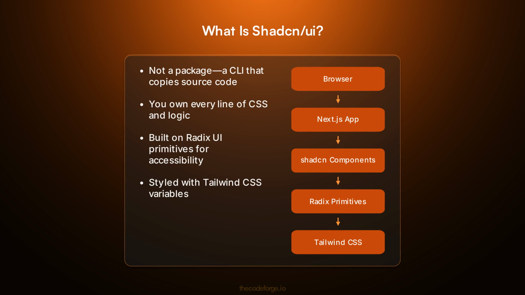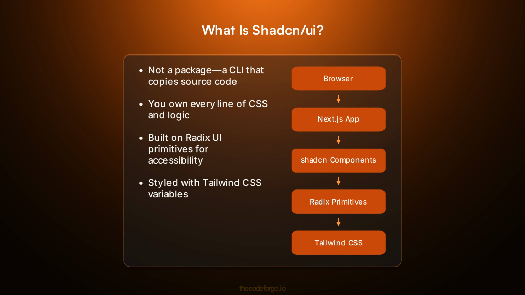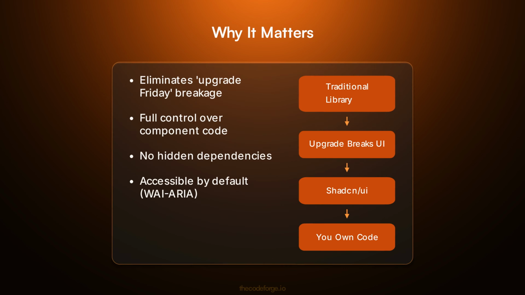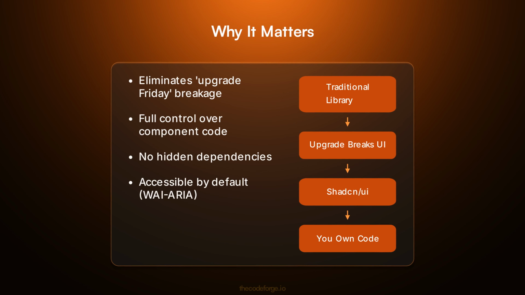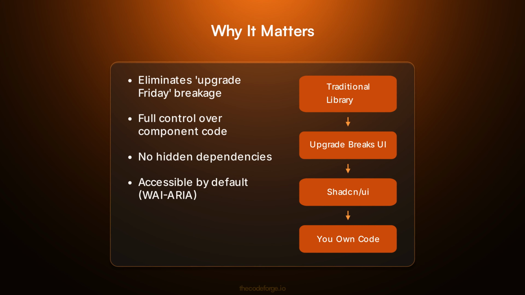Shadcn/UI is not a traditional component library. It's a CLI tool that copies beautifully designed, accessible components directly into your project. You own every line of code, so there's no dependency lock-in. In production, Shadcn/UI saves teams from the dreaded Upgrade Friday, where a minor version bump breaks the entire UI. Since you own the code, you control updates.